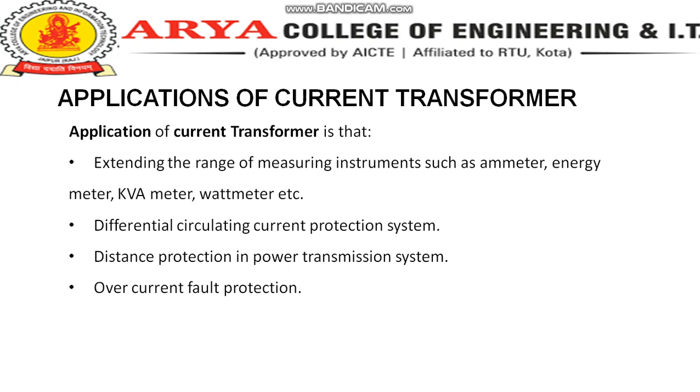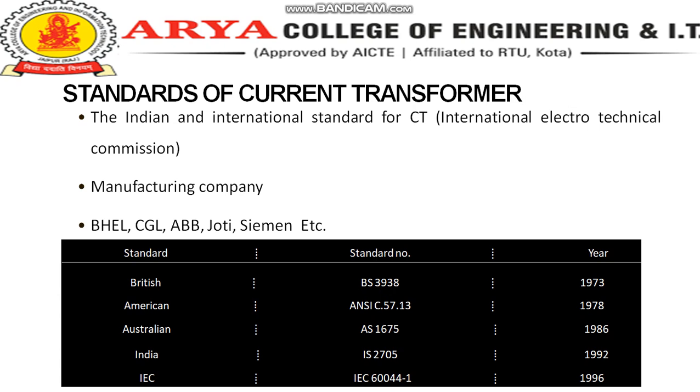Now we discuss the application of the current transformer. First one, extending the range of measuring instruments such as ammeter, energy meter, kVA meter and wattmeter, etc. Second one is the differential circulating current protection system. Third one is distance protection in the power transmission system. The last one is overcurrent fault protection.